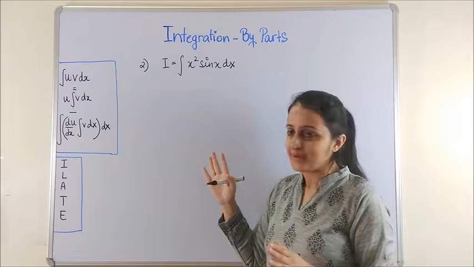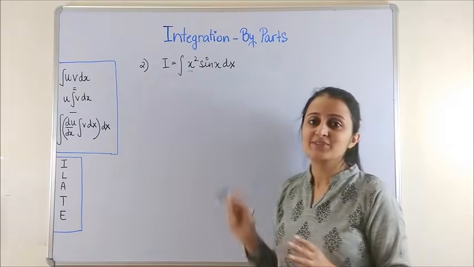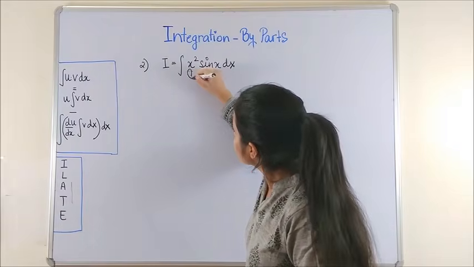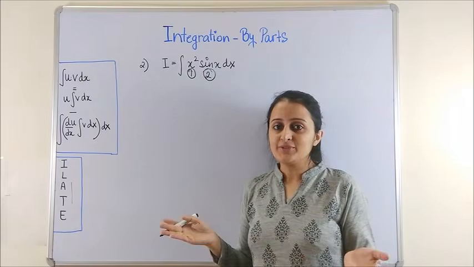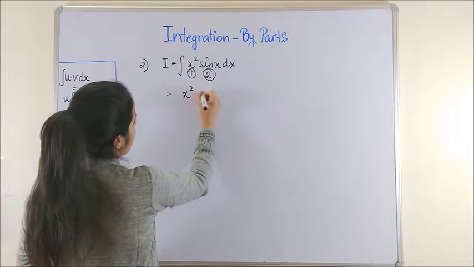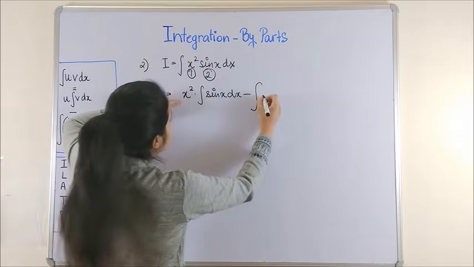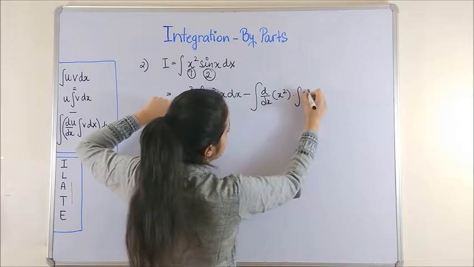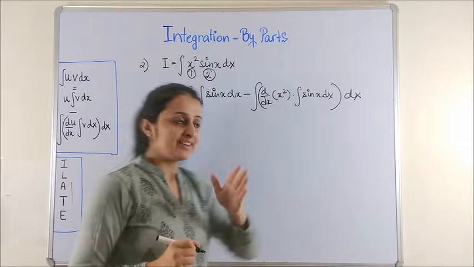Have a look at the second question. Now once again you find x square to be an algebraic and sin x to be a trigonometric function. Following the pattern, this time x square becomes the first function and sin x becomes the second. Once we know this, let's get cracking on the formula. So we get first function as it is into integral of second minus the derivative of first into the integral of second, and you integrate it in the end again.